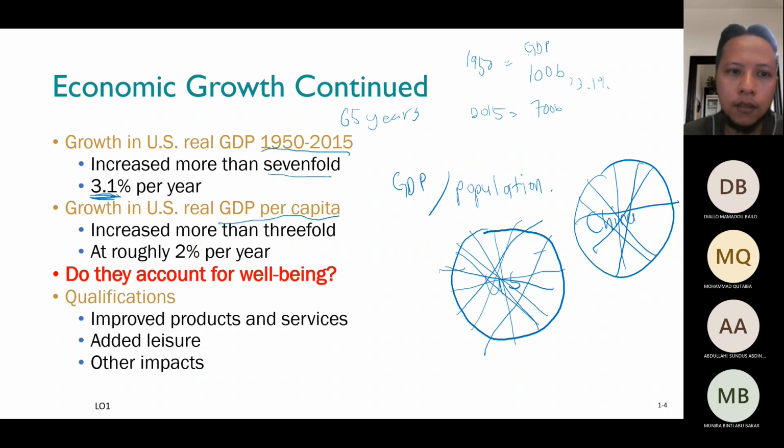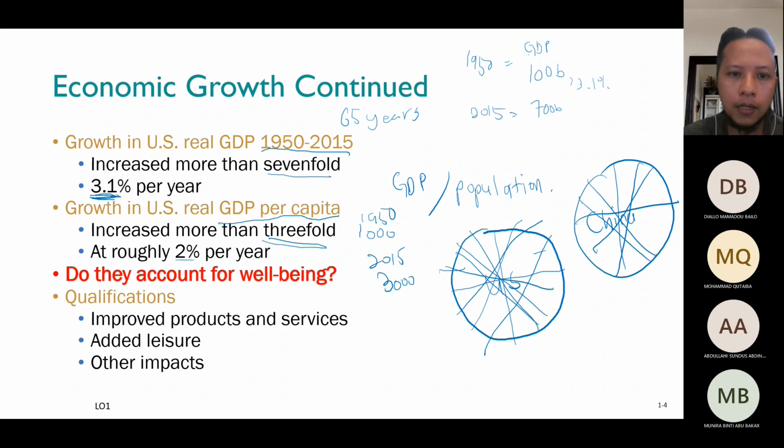Okay, and basically the figure in the United States is that GDP per capita increased only threefold. Okay, so if for example one person's GDP per capita is 1,000 in 1950, in 2015 it is only 3,000. Okay, and this is only an increase of 2% per year. Okay, so there is a difference. Basically there is a difference between GDP and GDP per capita. Right? So the increase in GDP may not result in an increase in GDP per capita.